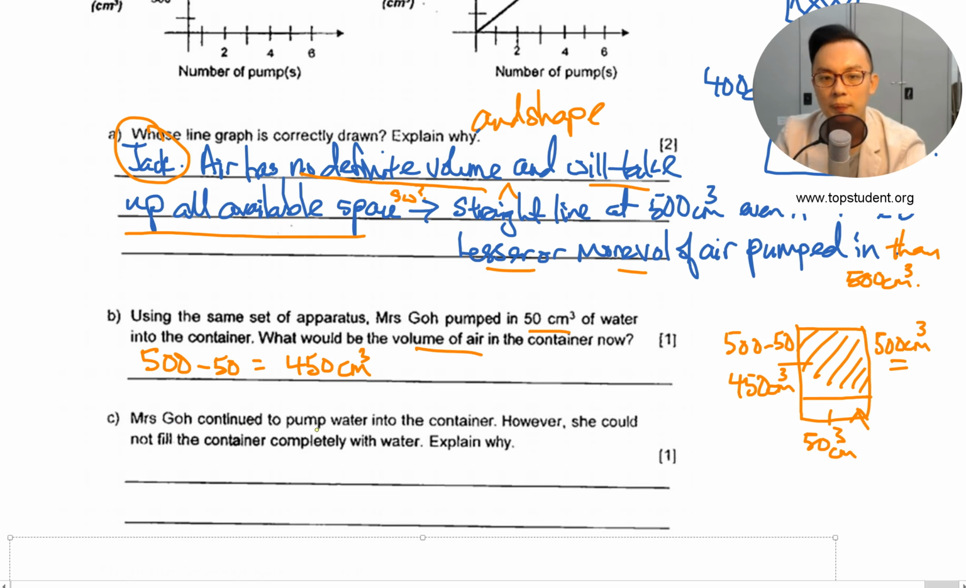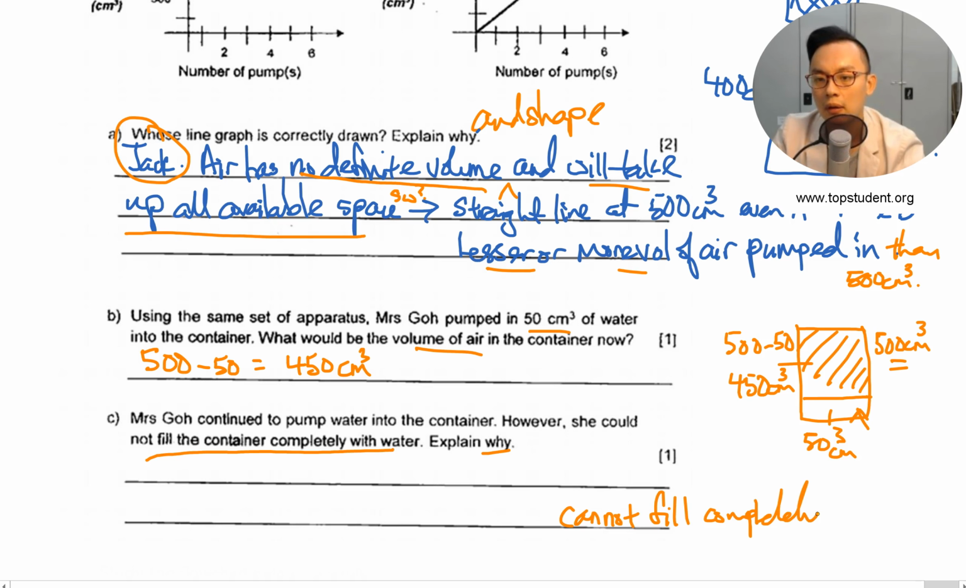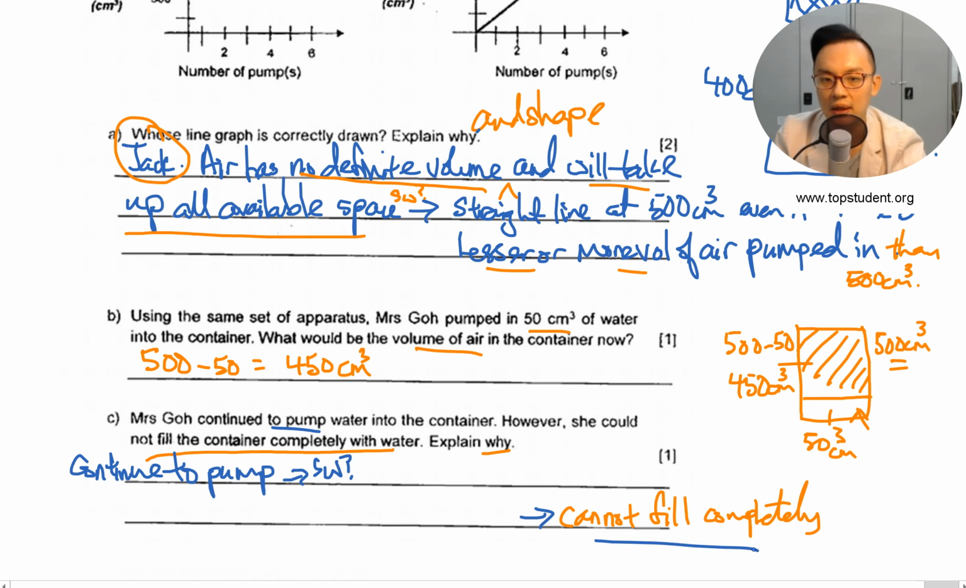Okay, Mrs. Goh continued to pump water. However, she could not fill the container completely with water. Explain why. So explain why cannot fill, right? So you just write here, cannot fill completely. And the initial state is continue to pump. So I just write here, continue to pump. So again, continue to pump, so what? Keep asking yourself, so what? And finally, cannot fill completely.